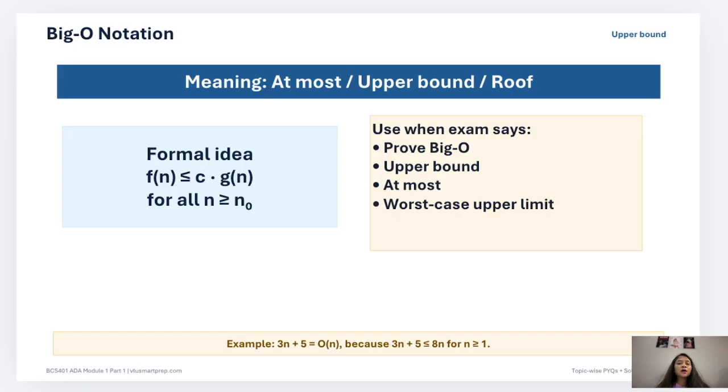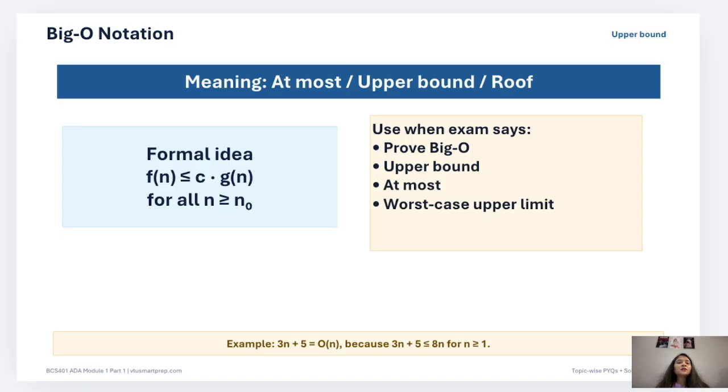Next, the formal idea you have to understand. Here you can see f of n is less than or equal to c dot g of n, for all n greater than or equal to n naught. This is the formal idea, the basic concept for the big O notation. So this means f of n will not grow more than g of n.